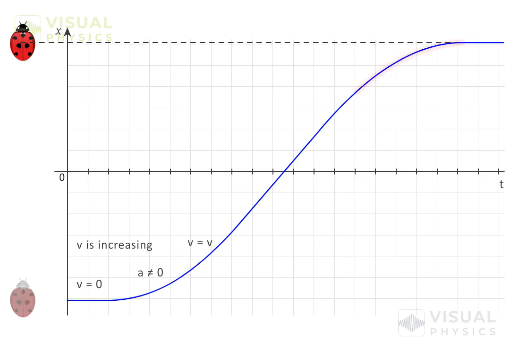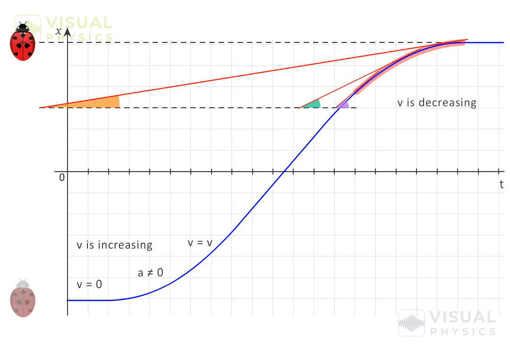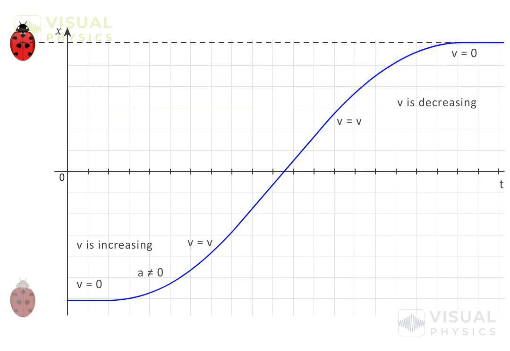Similarly, for this curved region, the slope of the tangent is decreasing, so the velocity of the particle must be decreasing. This is also expected, as the particle was moving with some velocity, and finally comes to rest, so its velocity should decrease. Thus we can say that the curved regions in the position-time graph represent acceleration or varying velocity.